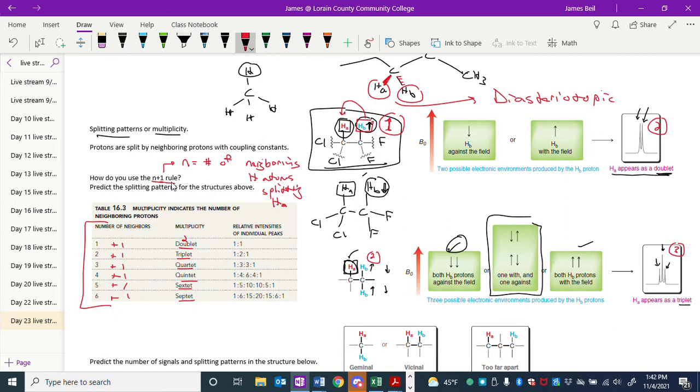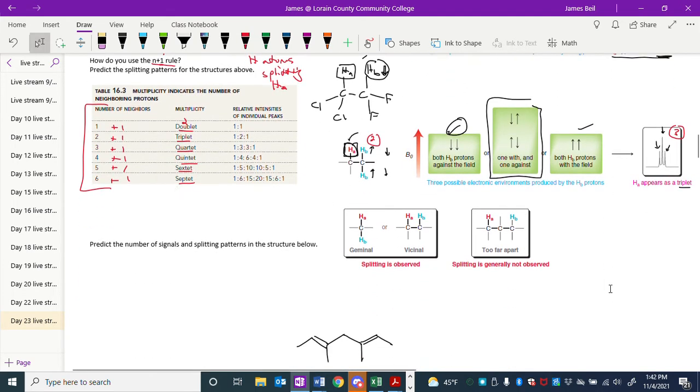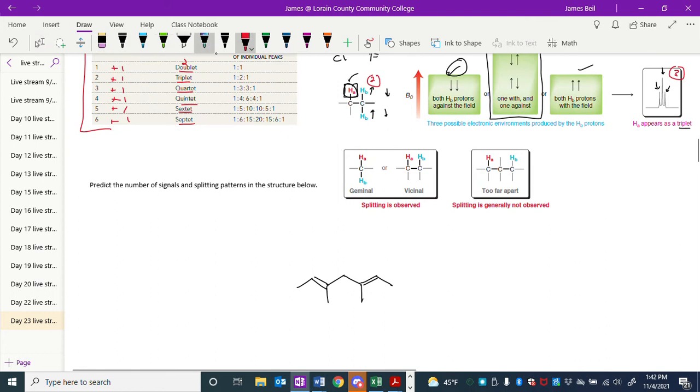So how do I use the n+1 rule? I look at the structure, I see how many neighboring hydrogens there are, I add 1 to that value, and that tells me the number of signals I should see in my peak. As long as two hydrogens are not equivalent, if they're on the same carbon or on adjacent carbons, they might cause splitting. And if they cause splitting, I need to add the number of neighboring hydrogens up, plus add 1, and that determines the pattern of that splitting.